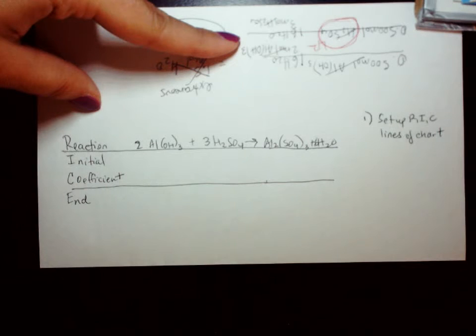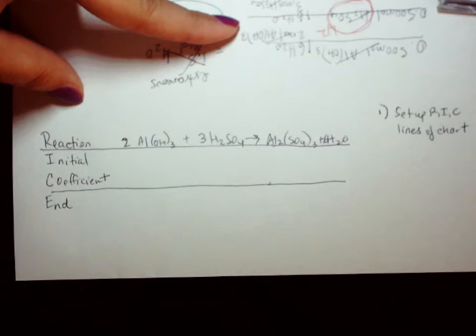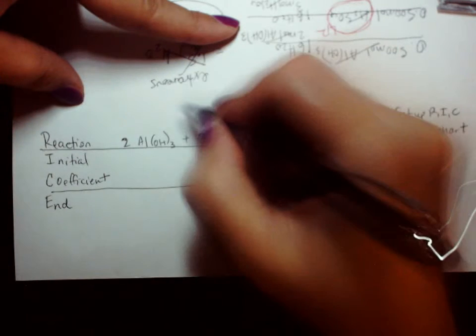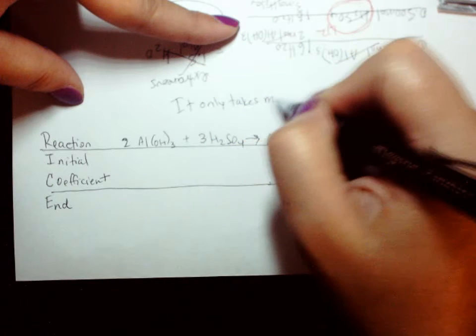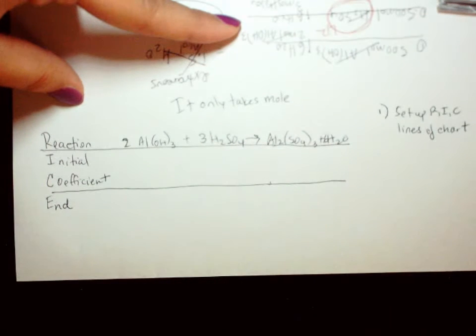Okay? All right, so what does I stand for? Initial. These are the initial quantities. Now, what you should know about the RICE chart is that it only takes moles. It only works for moles. So if your givens are not in moles, you need to convert them to moles before you put them in the chart. If it only takes moles, it only spits out moles. All right? It will only accept moles, it will only give you moles. So if you want the answers in grams, in the final step, you'd have to convert them back to grams. But that's really simple to do.